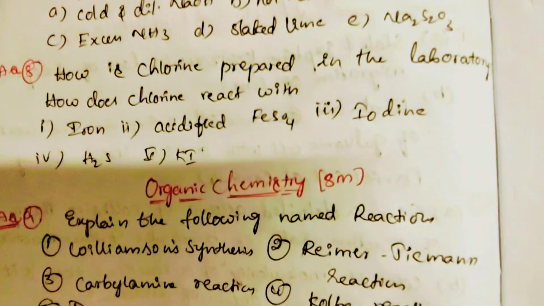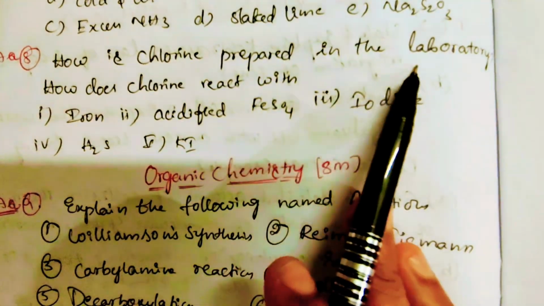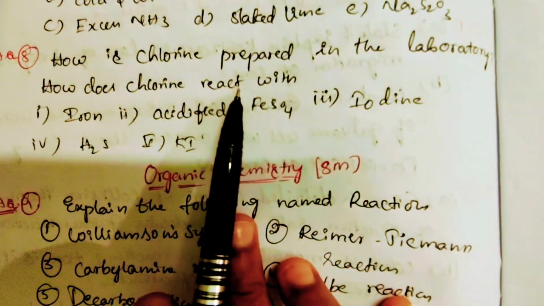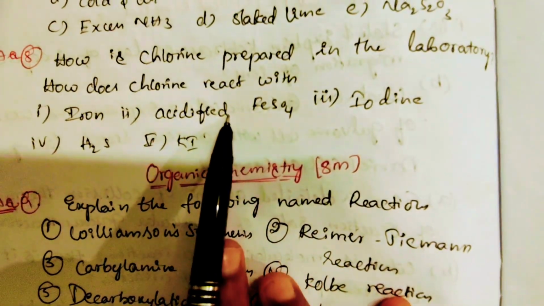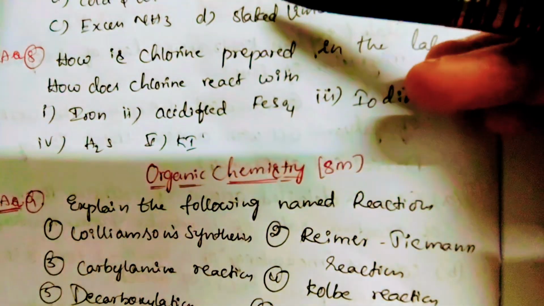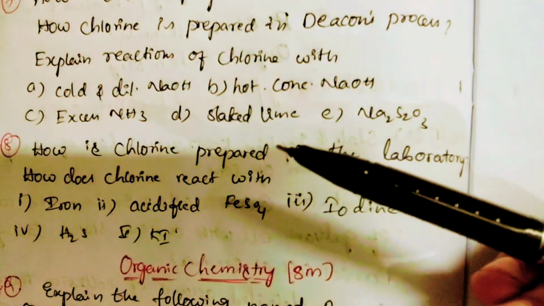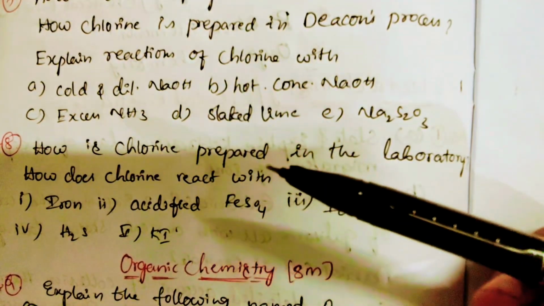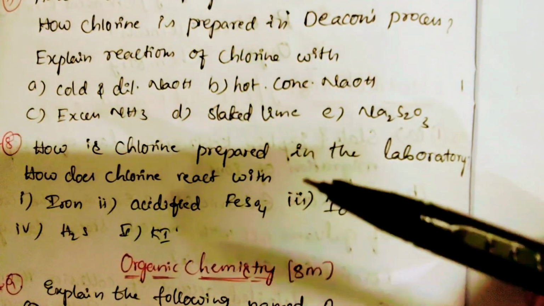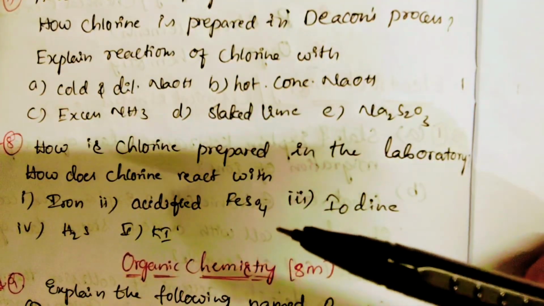The last question in the p block elements: how is chlorine prepared in the laboratory, and how does chlorine react with iron, H2, FeSO4, iodine, H2S, and KI? So totally from p block elements we are learning the preparations of nitric acid, ammonia, chlorine, sulfuric acid, and ozone, and their reactions. These are the 5 important questions from the p block elements. Surely one 8 mark question will come.